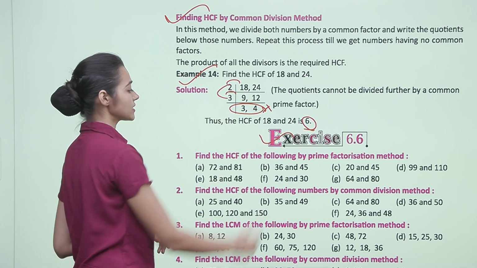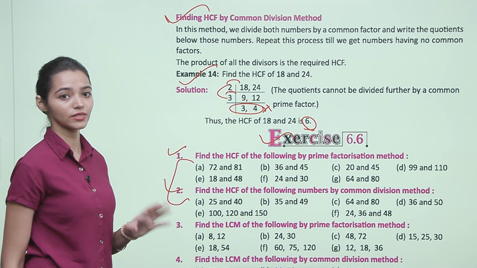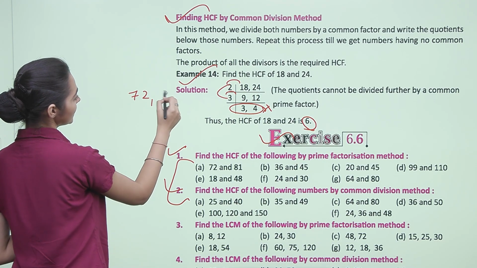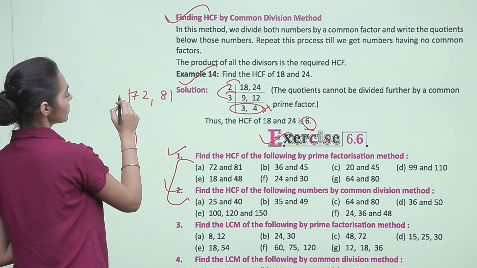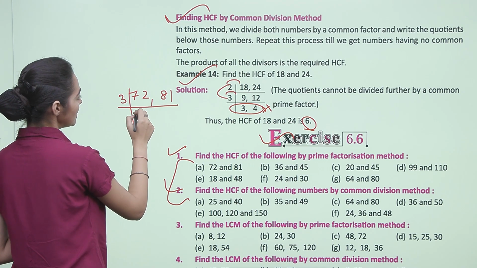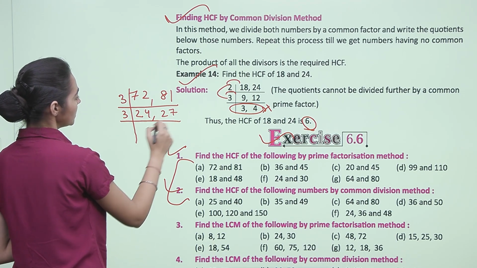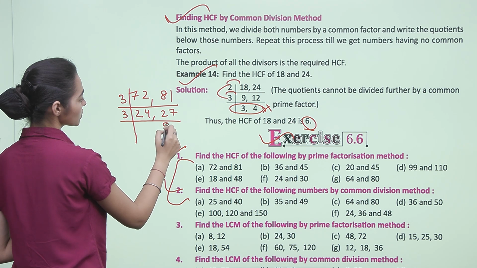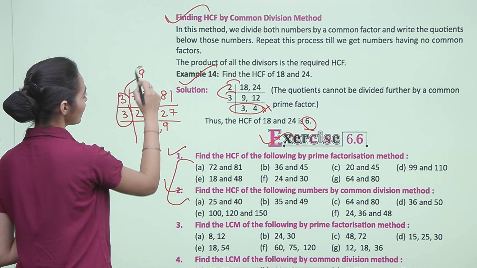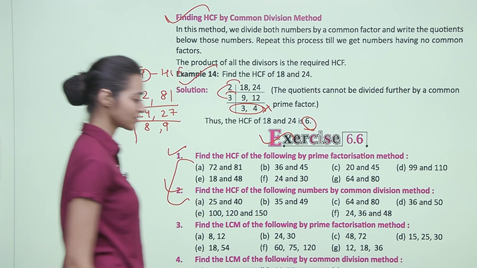Now let's start with exercise 6.6. In this one, we have to find the first and second part. We have to find the HCF of the following terms by the prime factorization method. Now firstly, we will do it for 72 and 81. So for this, firstly 3 2s are 6, 3 4s are 12, 3 2s are 6, 3 7s are 21, again 3 9s are 27, 3 8s are 24. So that means 3 into 9 is our HCF. That's how you can complete the remaining part.